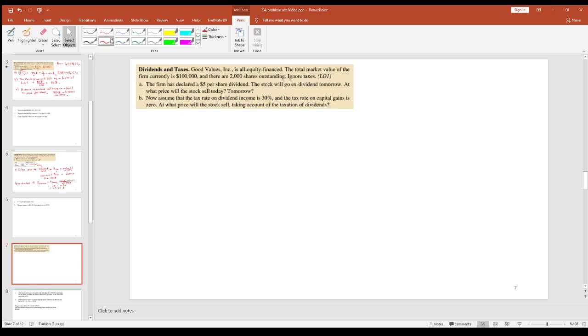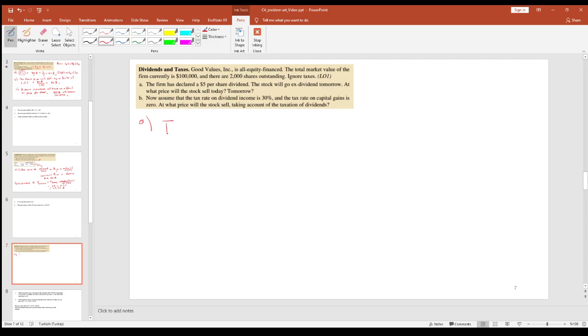So here we come to another problem. Dividend and taxes. Now we will see the impact of taxes on stock price before and after dividend payment. The firm is all equity financed. The total market value of the firm currently is $100,000 and there are 2,000 shares outstanding. Ignore taxes. So what is asked in A? The firm has declared a $5 per share dividend. The stock will go ex-dividend tomorrow. At what price will the stock sell today and tomorrow?